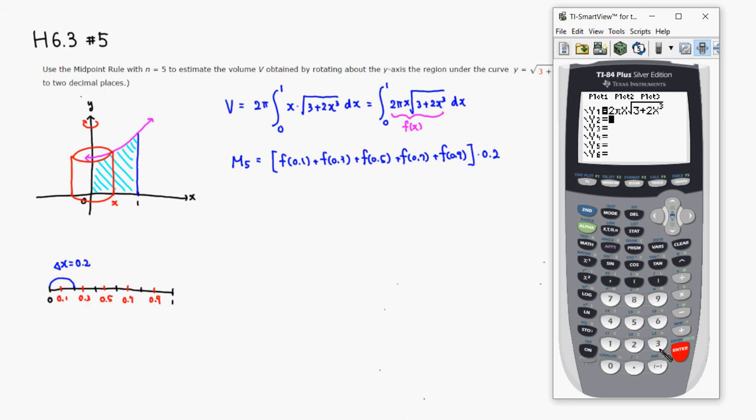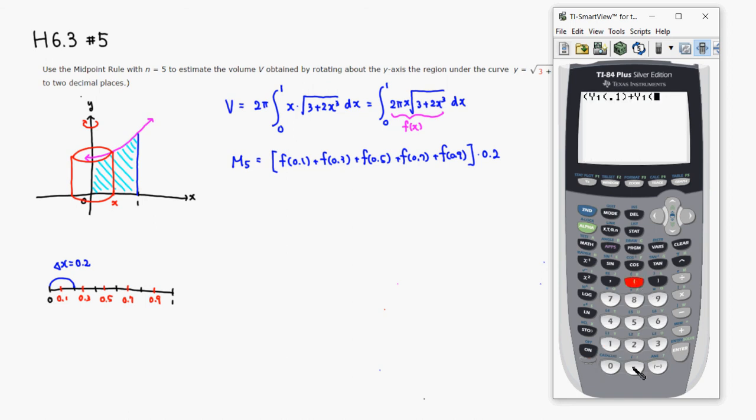Then what we want to do is this computation. I'm going to press second and mode to quit and go to the regular screen. Then I'm going to put the parenthesis. We have to pull out that function, so we go to VARS, go to Y-VARS, and 1 is the function here. So we plug in 0.1, and plus, and do that again, Y-VARS, function, 1.